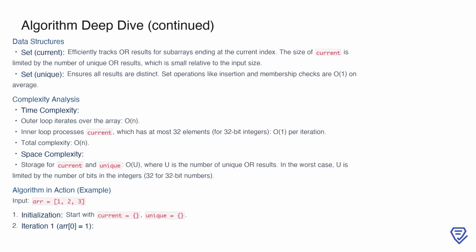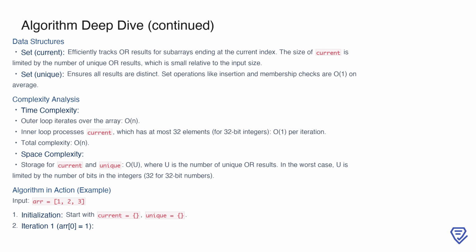Two key data structures are involved in the algorithm. The current set efficiently tracks OR results for subarrays ending at the current index, and its size is limited by the number of unique OR results, which is relatively small. The unique set ensures that all results are distinct, and operations like insertion and membership checks in a set are efficient, averaging O(1) time.